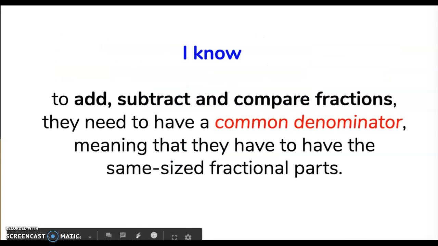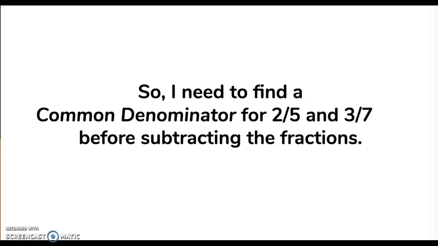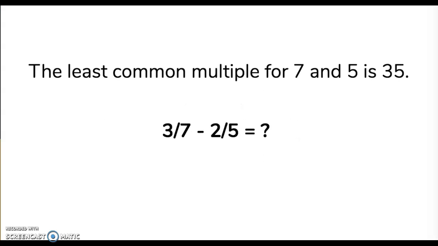You know, to add, subtract, and compare fractions, they need to have a common denominator, meaning their fractional parts must be of the same size. Therefore, before subtracting 2/5 from 3/7, you need to find a common denominator for these two fractions. What is the least common multiple for 5 and 7? The least common multiple for 7 and 5 is 35.